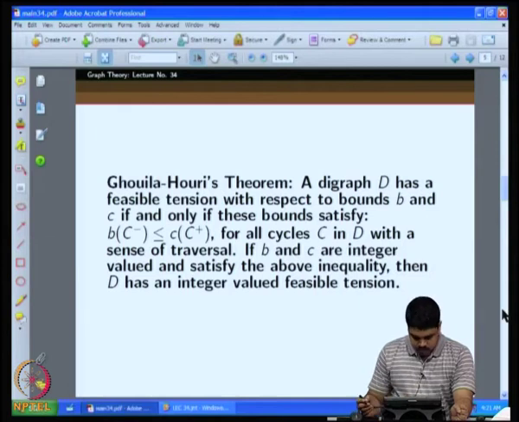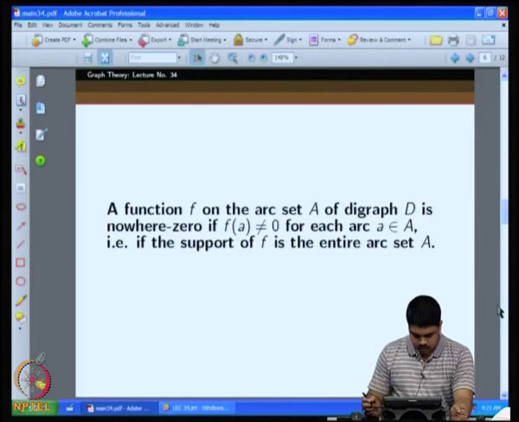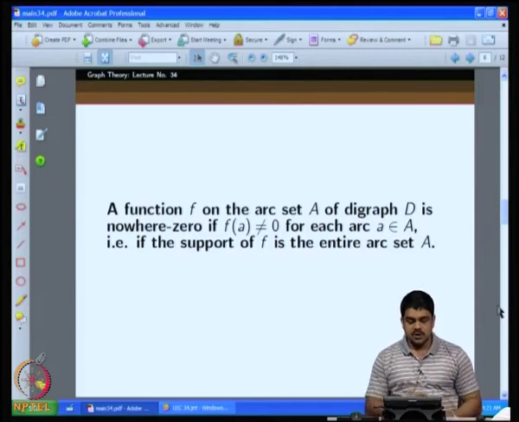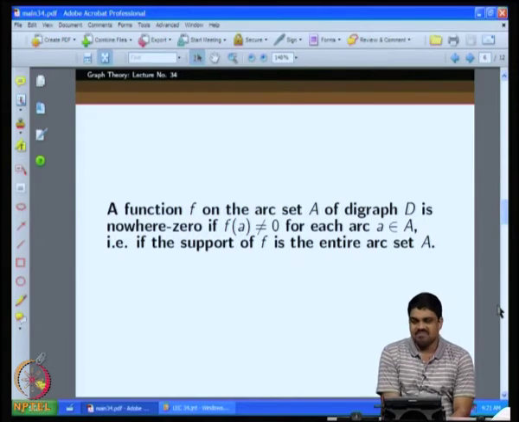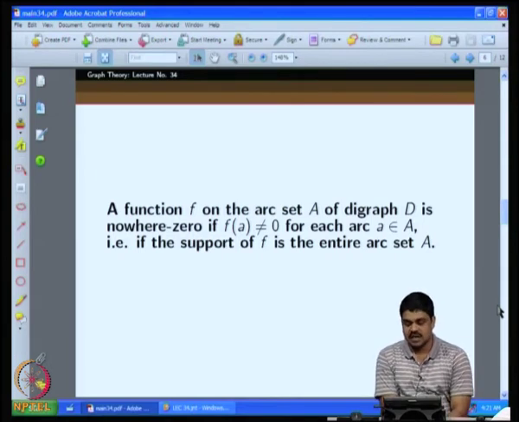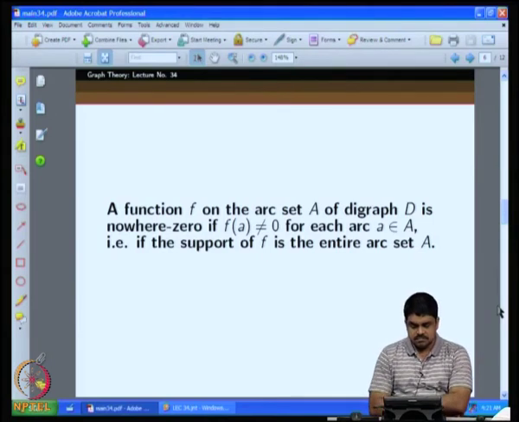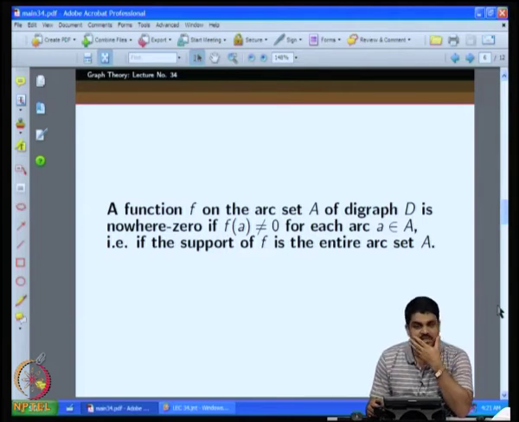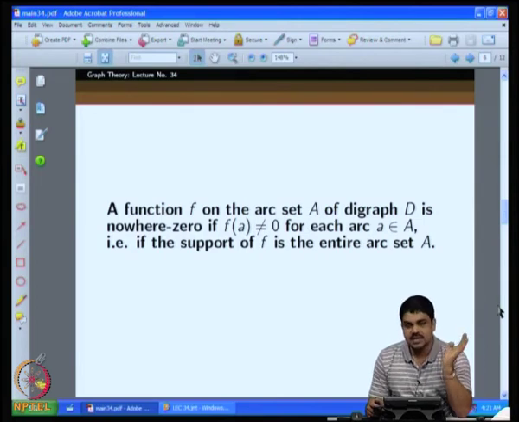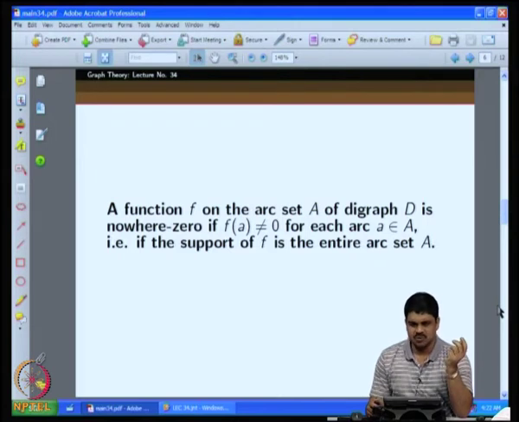Now, let us consider what is a nowhere zero flow, nowhere zero circulation. So, consider f, or maybe in general we can consider a function defined on the arc set A. It is called nowhere zero if for each arc, f of a is not equal to 0. That means, if I consider the support of this function, then that is the entire arc set itself. There is no arc for which f of a is equal to 0. That is a very intuitive definition.